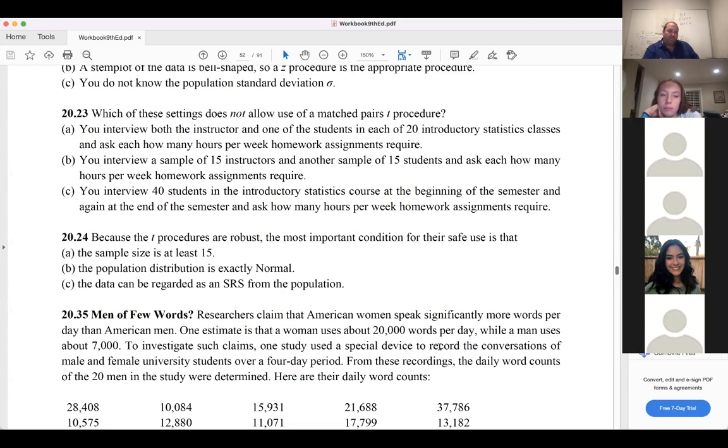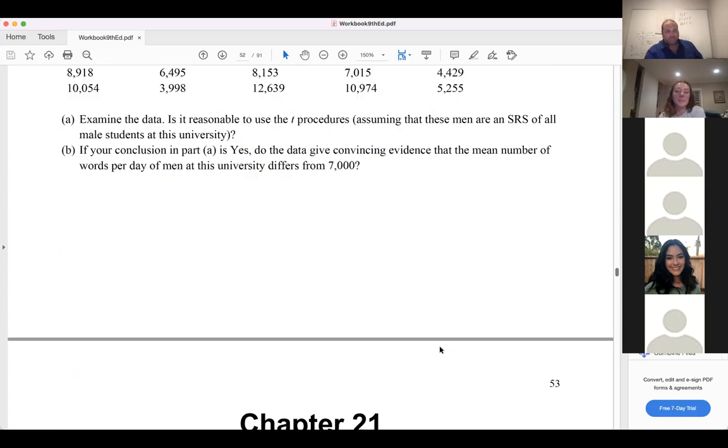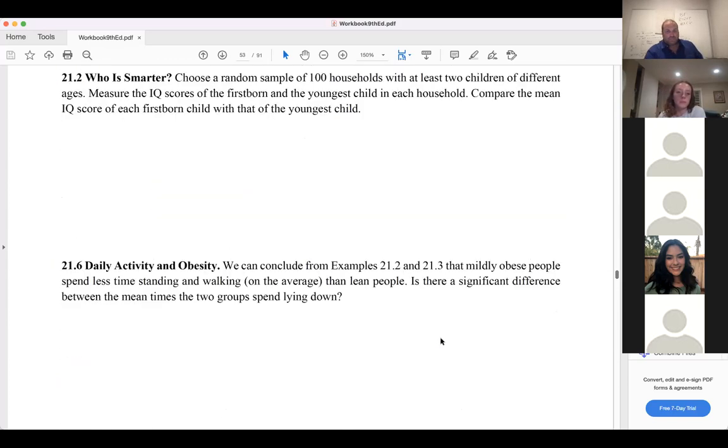You always want an SRS. If you don't have an SRS, you can't rely upon anything that you're doing. Whereas if the sample size is not 15, that's okay. It's robust. It'll handle it. But if it's not an SRS, you don't even have a basis. So the answer is certainly C there. It's got to be an SRS.